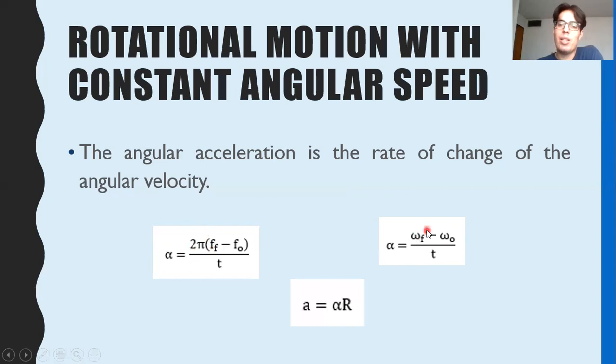But if you have angular velocities, it's almost the same, right? You just have to get the difference in the angular velocities and then divide that by time. Just as in linear ones, if you get a negative sign in the subtraction, that means the spinning is decelerating. And if you get a positive sign, it's accelerating.